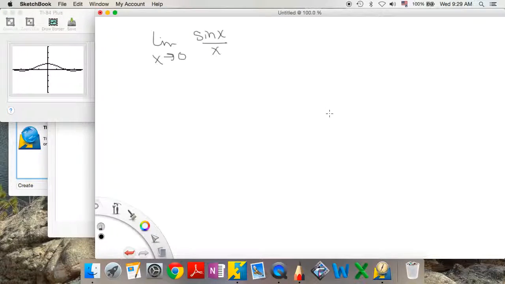All right. So this is the graph. Now, obviously, if we have x equals 0 and we're dividing by 0, it's not defined there, so we're going to use our table. And we're going to go down to x equals 0.